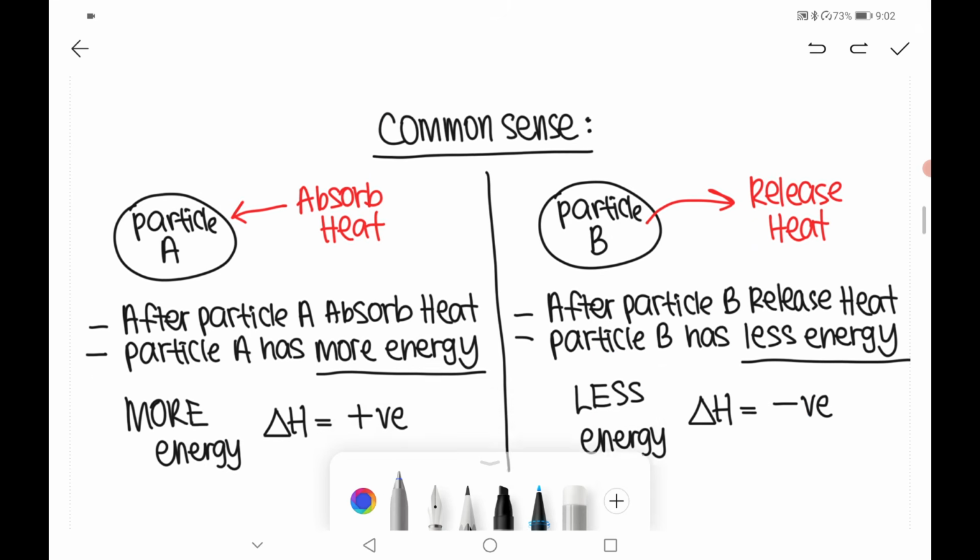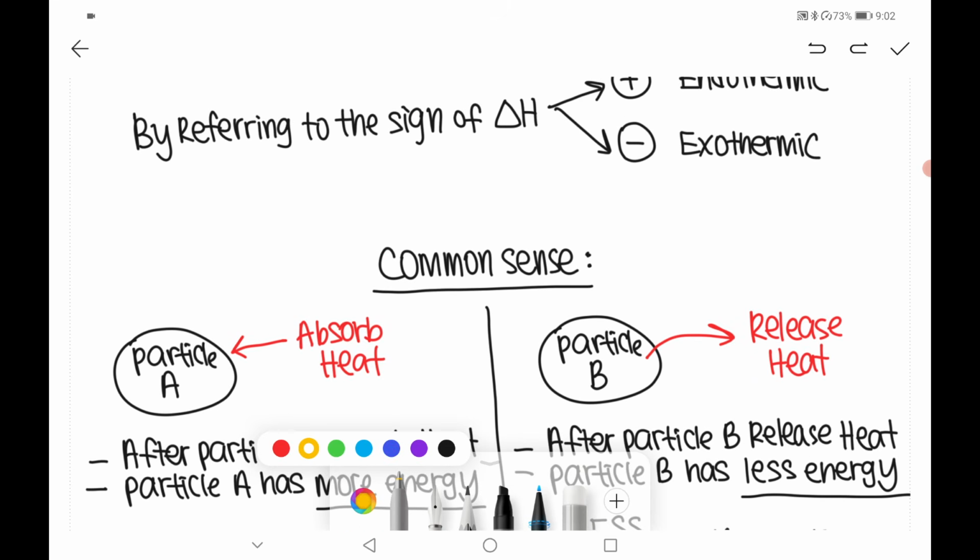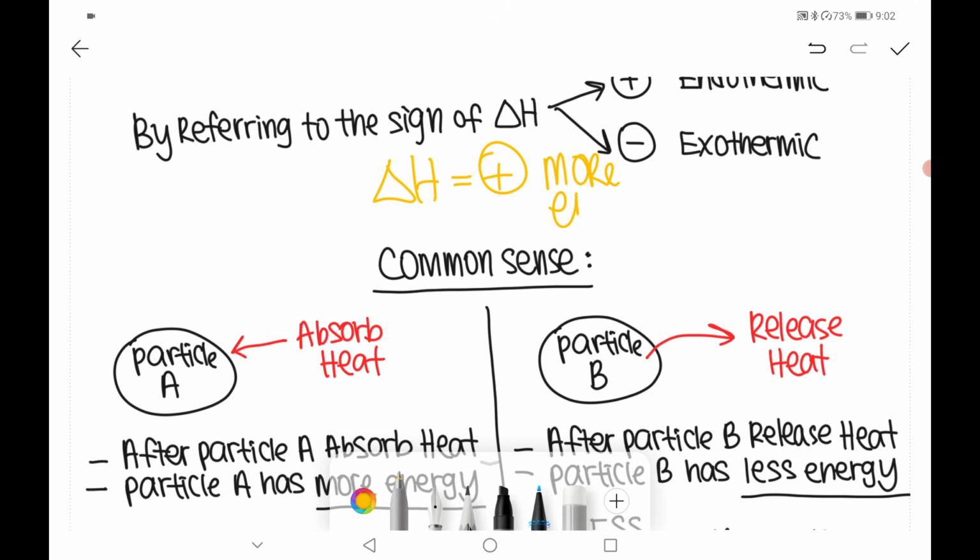All right, so from now we can do a summary here. If the delta H is positive, positive means more energy. So why do you get more energy? Because you absorb the heat from the surroundings. When the chemical substance absorbs the heat from the surroundings, it is endothermic.